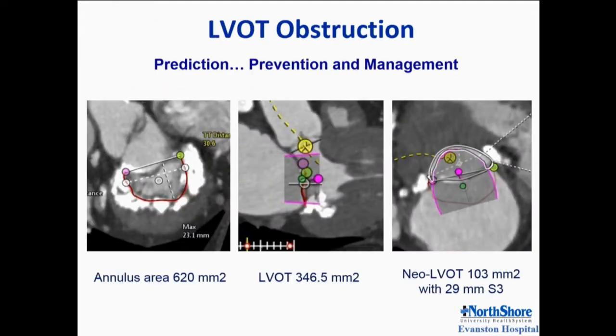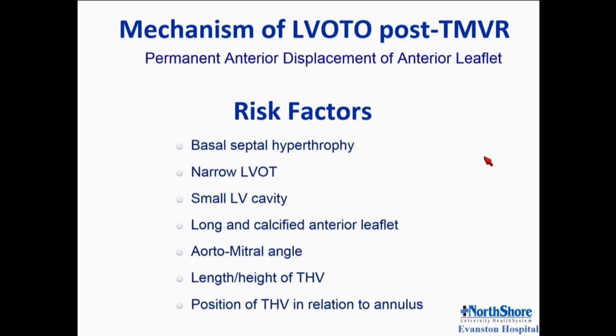Now, the other challenge, or the most important challenge that I think we have, is LVOT obstruction. And in order to deal with that, we need to learn to predict it so that we can prevent it and treat it. These are just examples of measurements of the annular area, placing our virtual valve and measuring at this level. So we cut a slice this way. You're looking at this slice now with a new or neo LVOT measuring almost zero. So this will be very small and will result in severe LVOT obstruction.